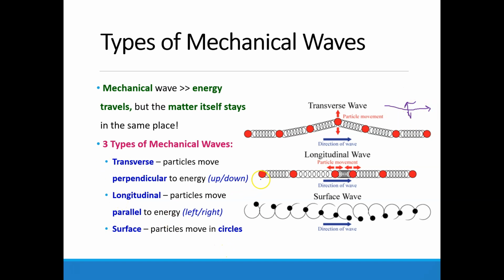Longitudinal means particles move parallel to the energy of the waves. So in this case, the energy is going to the right. The particles are just moving left and right, so they're not crossing over. That's parallel. That's something, again, like a sound wave where particles just push each other back and forth. Air particles push each other back and forth to transmit sound. And surface particles are combining both of these motions into circles. So you can actually see how they're kind of a circular motion here.